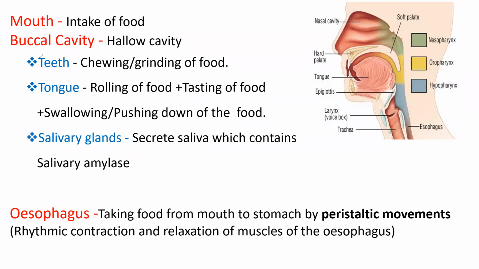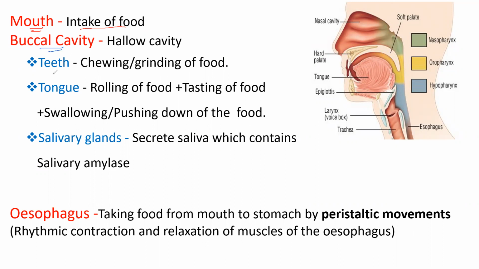The mouth is the first part of the alimentary canal. What is the function of the mouth? Intake of food. Food will get ingested, or taken in, by the mouth. After that, once we take it in, the buccal cavity is there. It's nothing but the hollow cavity inside our mouth. That is the buccal cavity or oral cavity.